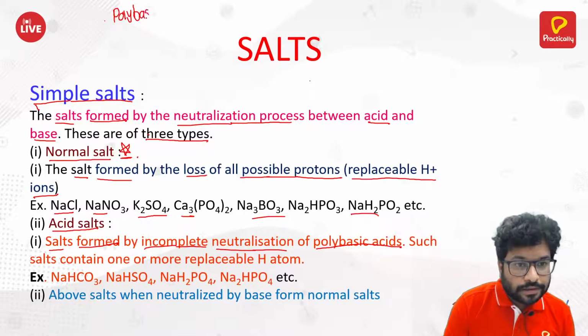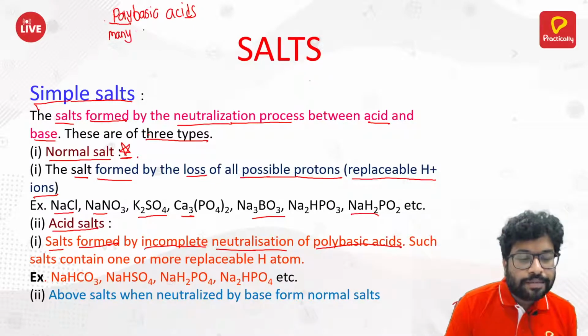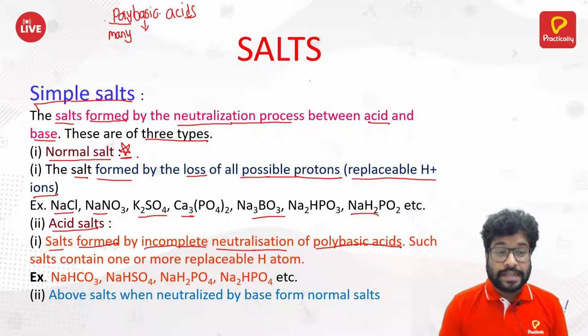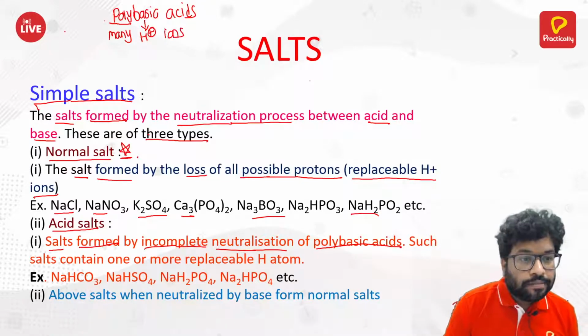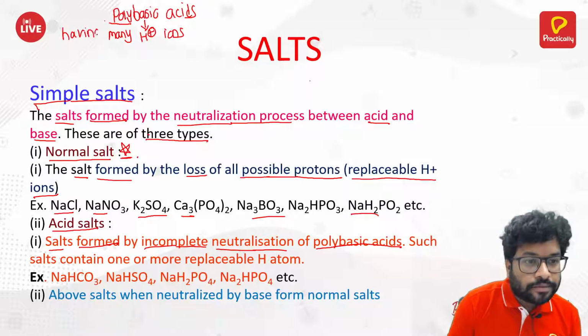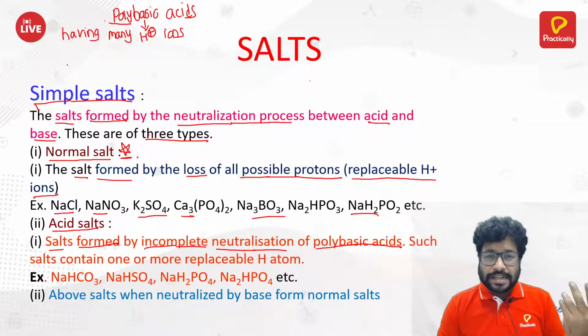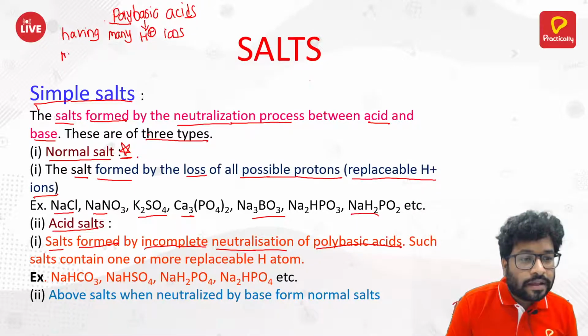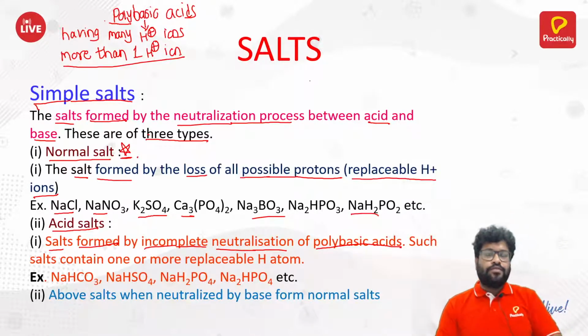Polybasic acids. Poly means what? Many. Basic means they can react with many bases. That means having many H plus ions. Many means what? More than one, that's it. Your acid will not have 20, 30 protons like that. It will have only more than one. More than one H plus ion would be called a polybasic acid.